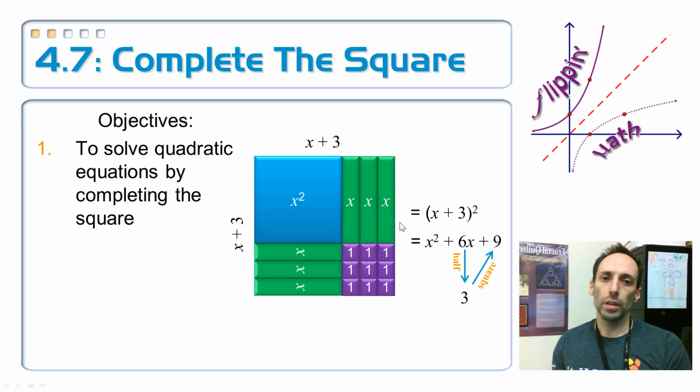One objective, completing the square, solving quadratics by completing the square. And that picture pretty much is showing us exactly what we're supposed to do. You take the middle term, you take half of it, whatever you get, you square it. That's what you're going to add to both sides of the equation.